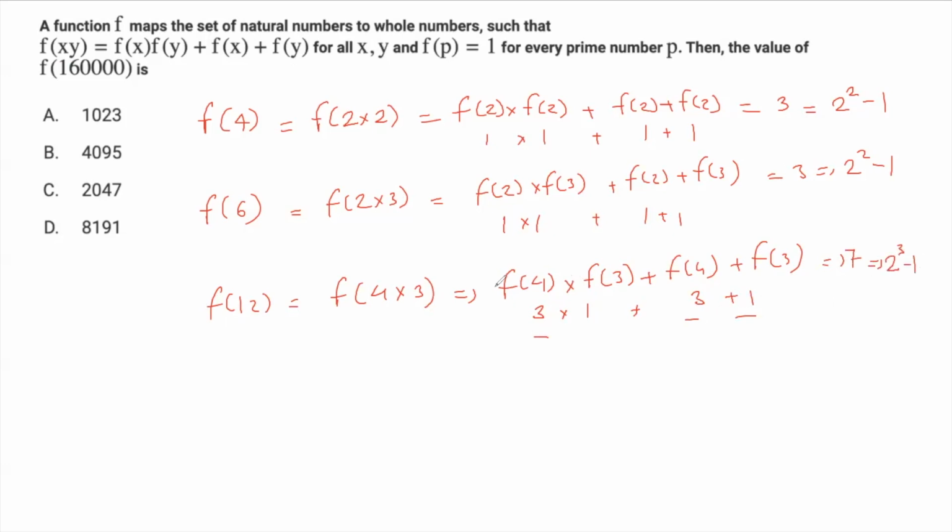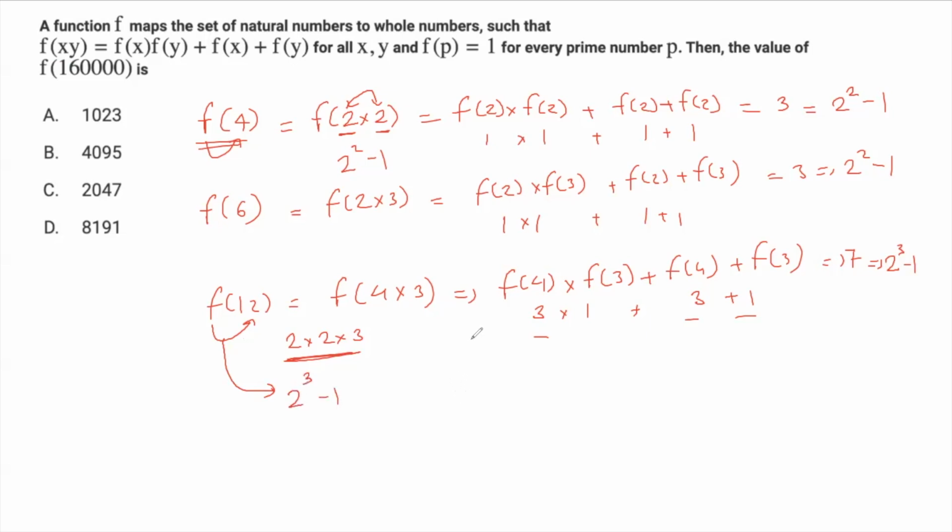Okay. Now, here we can begin to see a pattern. When it's f of 4, we have two prime factors, 2 and 2, not distinct, identical prime factors, but we have two prime factors for this given number, right? So the value of f of 4 in this question is 2 raised to 2 prime factors minus 1. Similarly, when you found f of 12, 12 is basically 2 into 2 into 3. There are three prime factors, and that is why the value of f of 12 became 2 raised to 3 prime factors minus 1.